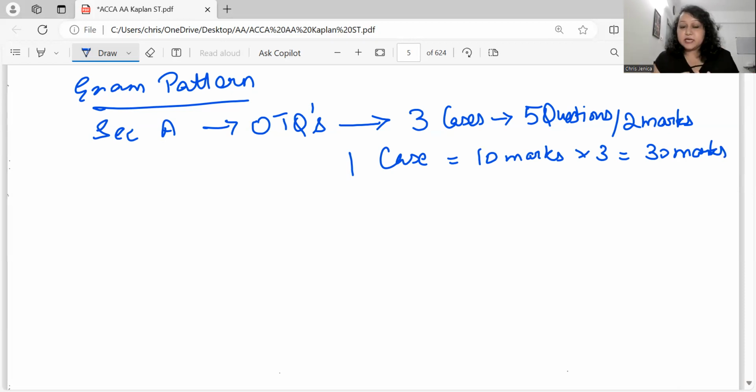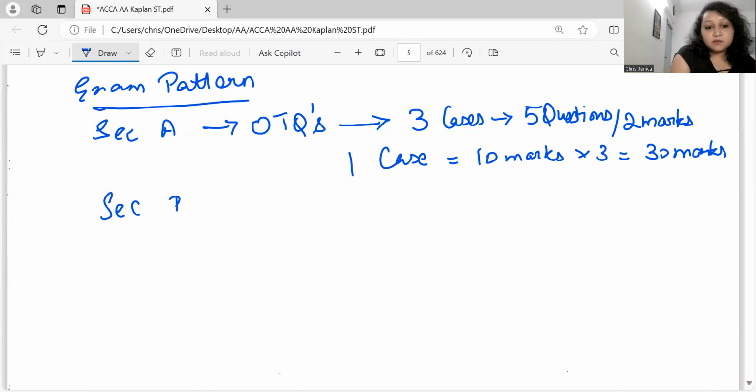So you'll be given three cases. All are going to be objective test questions. And in each case, you'll be asked 5 questions, each carrying 2 marks. So if your answer is correct, you'll get the 2 marks. So it's going to be 3 cases and it's going to be 30 marks.